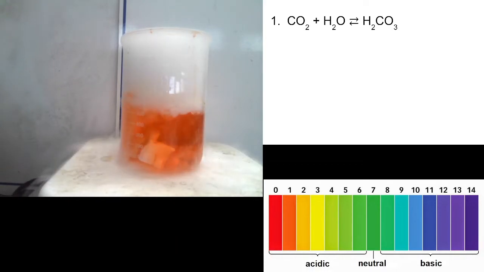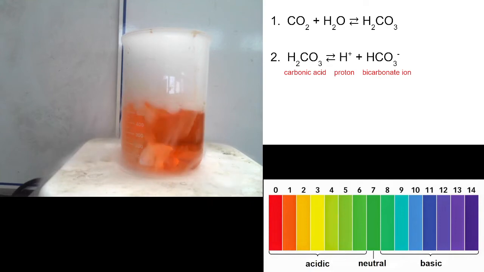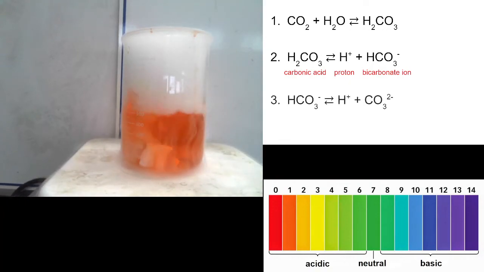So what does that mean for oceans? So we have this going. The first equation shows us carbon dioxide plus water makes carbonic acid. Well, when the acid forms in the ocean and in this container, it will break down further into a proton, which we know as H+ in chemistry, and the bicarbonate ion, which is found in baking soda, sodium bicarbonate, which you might find in your kitchen. Once that bicarbonate ion gets broken off, it will break up even further into another proton and the carbonate ion.